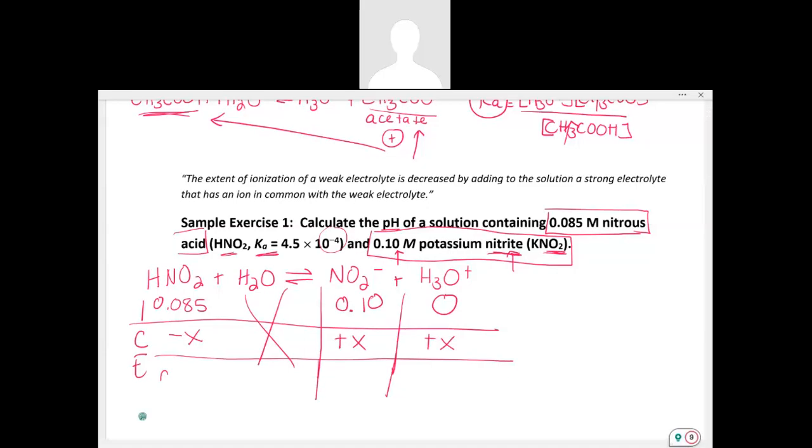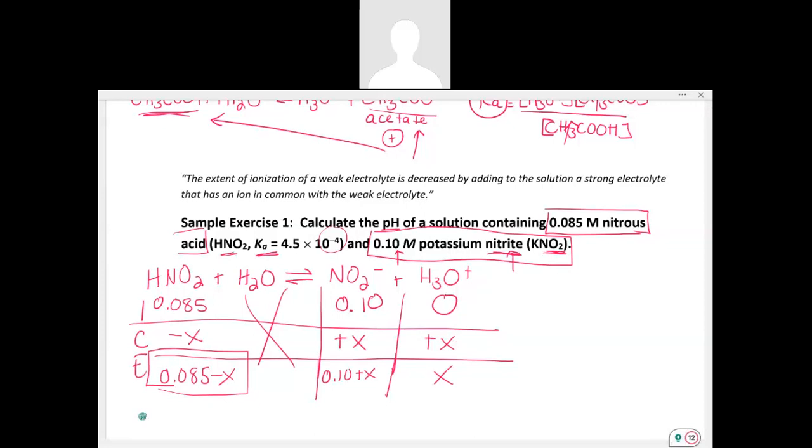Now let's see what we have at equilibrium. So we have 0.085 minus x. No surprises there. Same way to find our equilibrium concentration. Now, instead of 0 plus x, I'm going to have 0.10 plus x. And then over here, I'm still going to have my x.